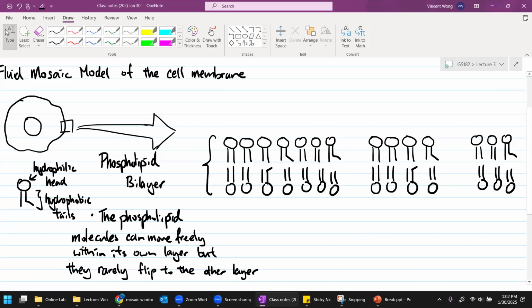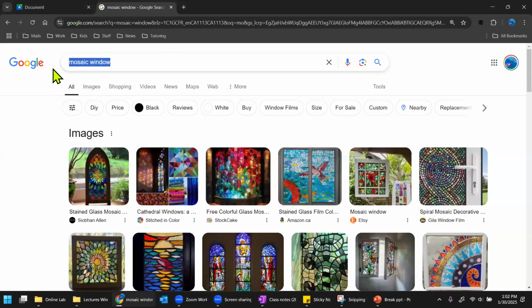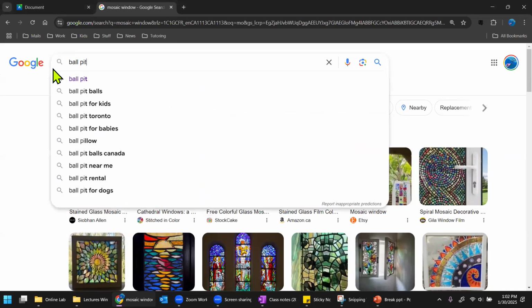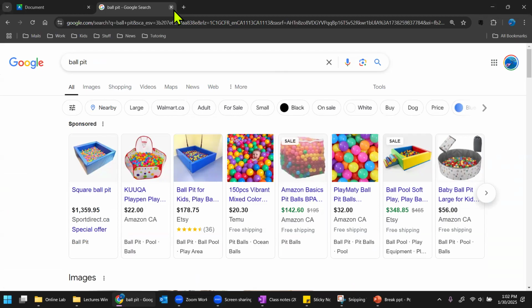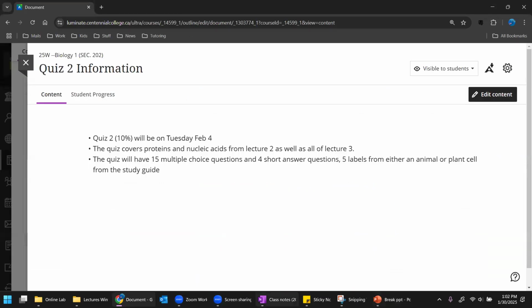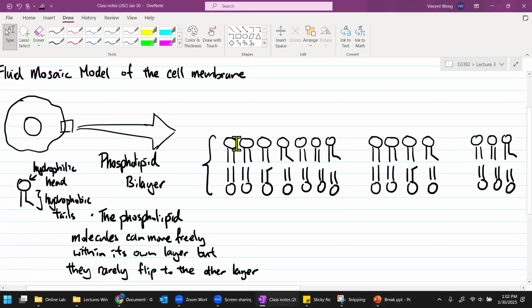Hold on, I will show you back. Put that back up in a second. Do you guys know ball pits, the things that kids love, right? Think of the phospholipid bilayer like a ball pit. These little heads are like the balls, which can move past each other, front, back, sideways, whatever. That's what I'm saying. These phospholipids can bop around like those balls in the ball pit.